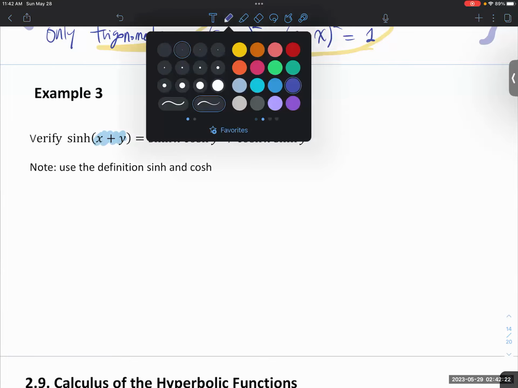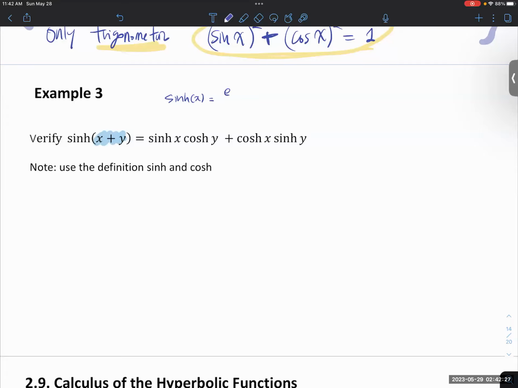So we know sinh x is e to the x minus e to the negative x over 2. We know cosh x is e to the x plus e to the negative x over 2. So this is a given. We know those are two hyperbolic functions. Is this true?